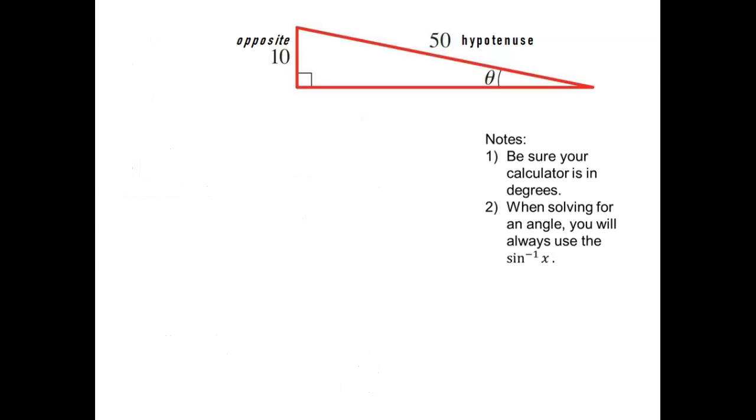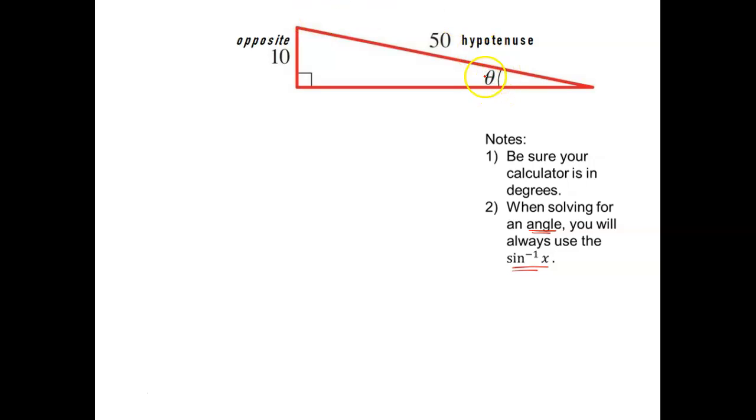Okay, so in this section, what we want to expand to is being able to solve problems that involve inverse sine, inverse tangent, and inverse cosine. First note, be sure your calculator's in degrees as we solve these triangles. It's really important that you have it set in degrees. Anytime you're solving for an angle, you're going to use inverse sine. If you're solving for a side, you'll use just regular sine, regular cosine, that sort of thing. But if you're solving for the angle, you're going to use inverse sine, inverse cosine, or inverse tangent.